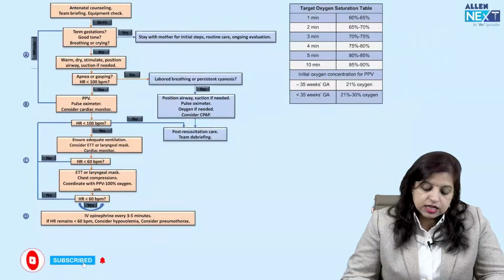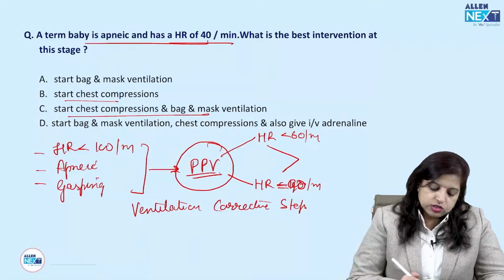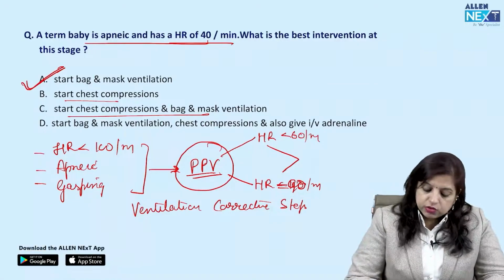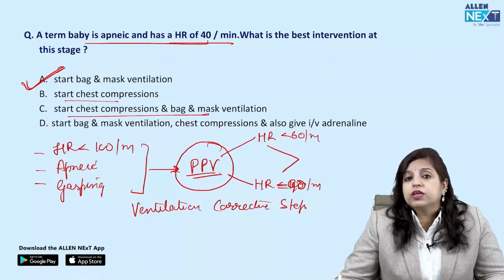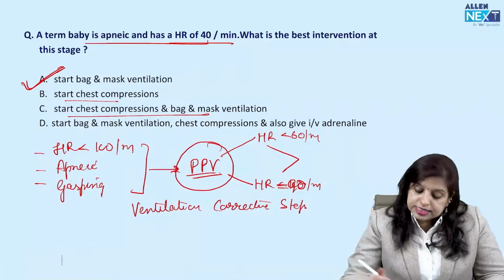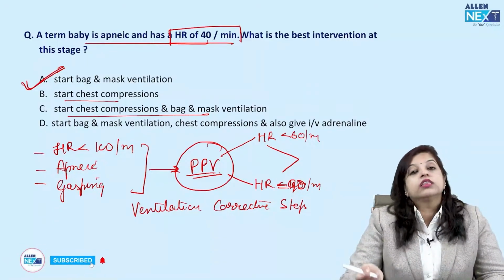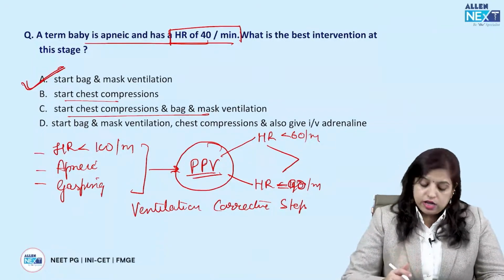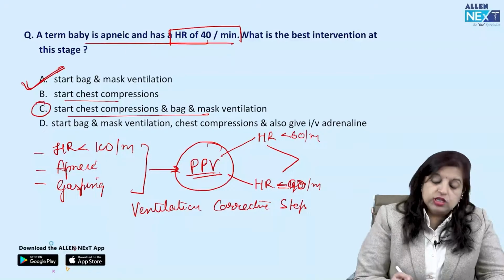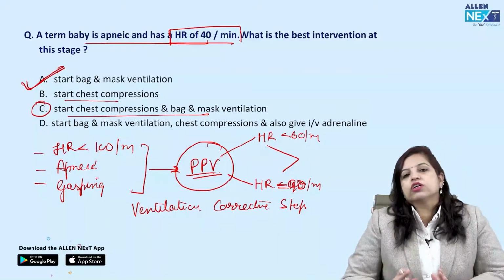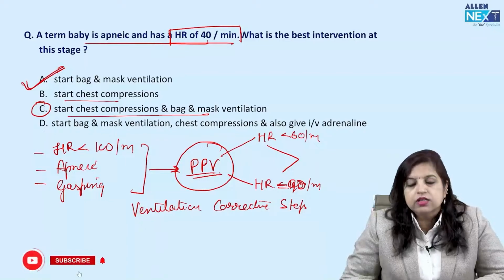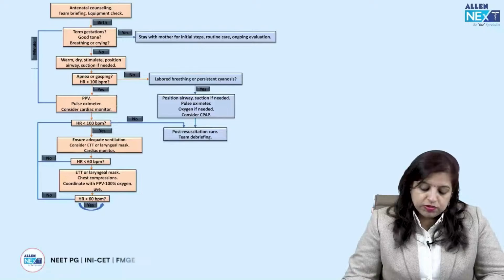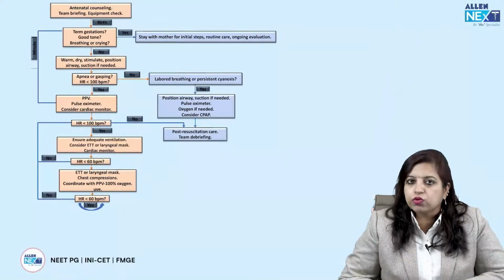So, in this case, the correct answer is going to be start bag and mask ventilation. Start with that. Of course, if in the question they tell you the bag and mask has already been done and the chest rise is happening and still the heart rate is less than 60, or it is 40, then you will add on chest compression. That means your answer will be the C option if the ventilation corrective steps have already been done. That means the positive pressure ventilation was already going on. I hope I am clear. You should be very clear with this neonatal resuscitation protocol, right?